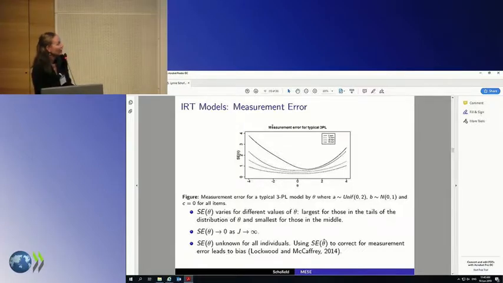And finally, unfortunately, the standard error is also unknown for all individuals because it's dependent on theta itself. And so there's been some work looking at, well, if we can calculate the standard error, can we use some sort of form, when we're thinking of our thetas as independent variables, to adjust in some sense? But Lockwood and McCaffrey showed that if you estimate the standard error using theta hat, you end up with bias just the same. So that's not really a solution that we can use.